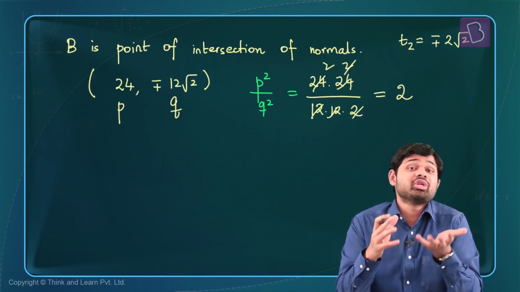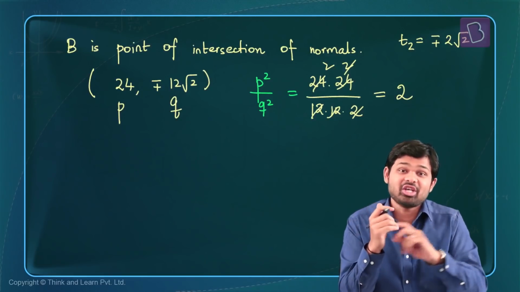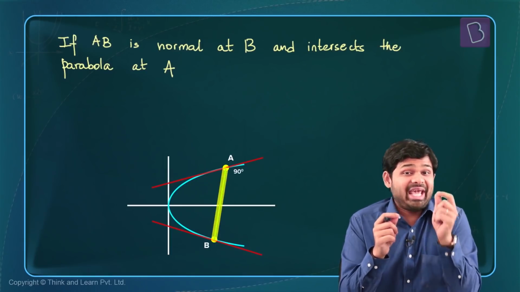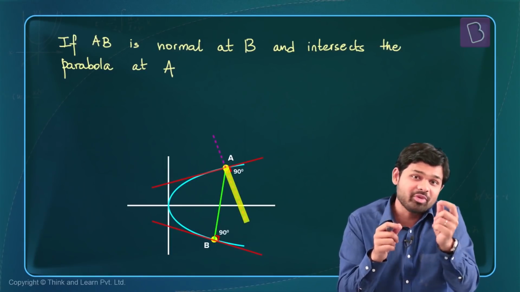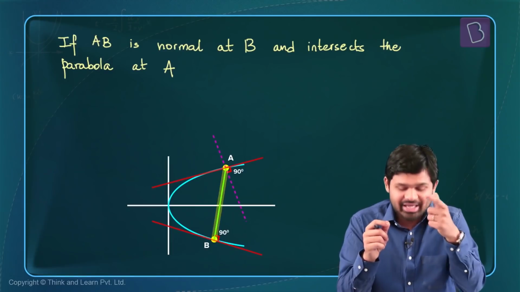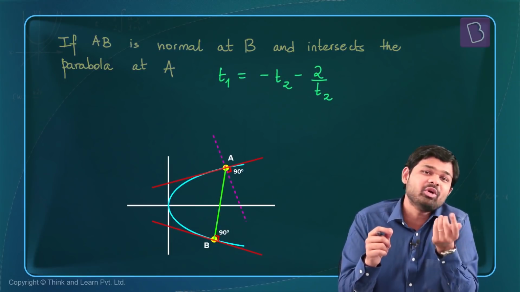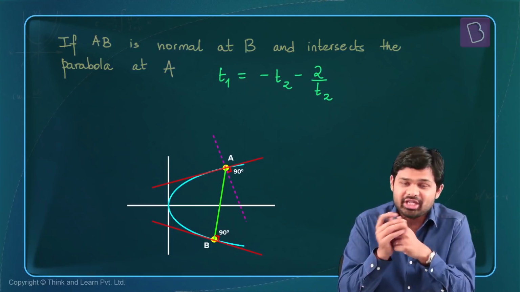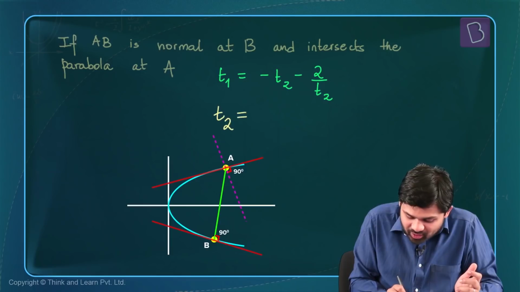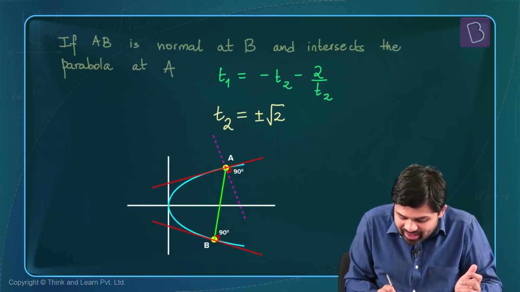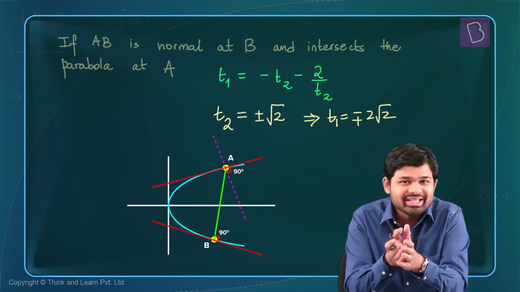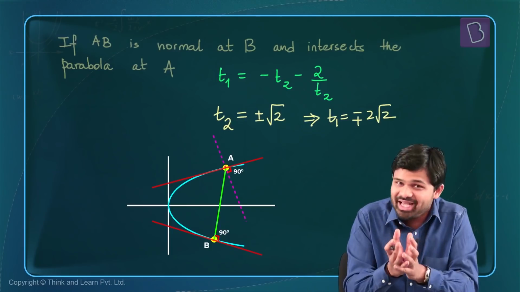But I am interested in showing you the complete solution, so I will look at the other case wherein we consider the case where AB is a normal chord, with A being a point of intersection of the chord with the parabola and B being the point where the chord is normal to the parabola. Then the equation that I get will be slightly different. T1 equal to negative T2 minus 2 over T2. The simplification of this is going to be very similar, and I get T2 to be equal to plus minus root 2 this time, and that would imply T1 equal to minus plus root 2. If you look at this, T1 and T2 have just swapped their values.